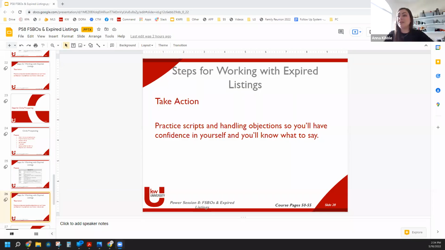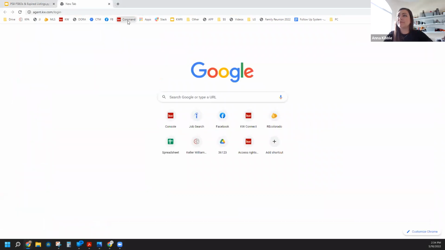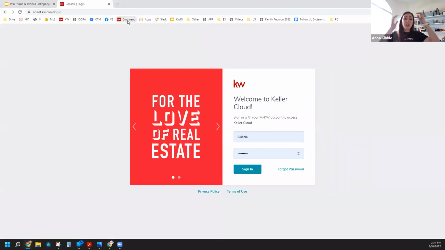Let's dive into a couple of quick pieces here. Let's share my screen again. Okay. How you can do all of this through Command. Can you guys see screen 2 here? Steps for working expired listings. Do you see that? I'm going to hop into Command. For you Mac and iPhone users, I don't speak Mac or iPhone. I don't know if this works for you the way it works for me, but I'm going to show you how it works for me.